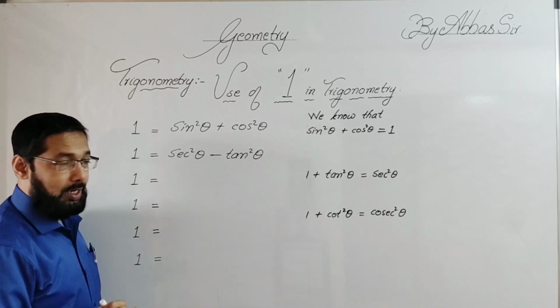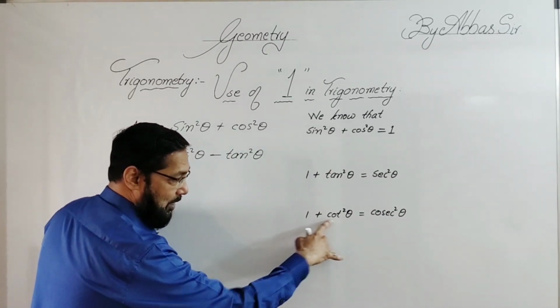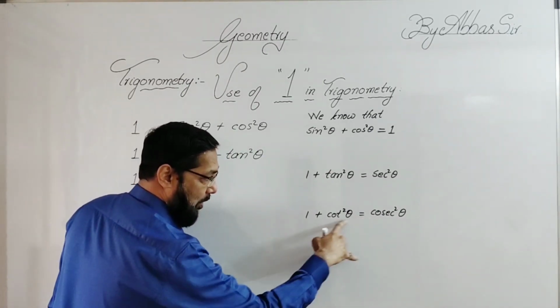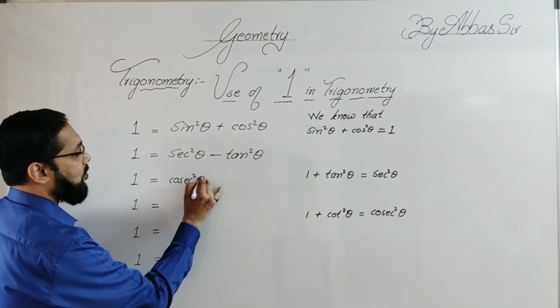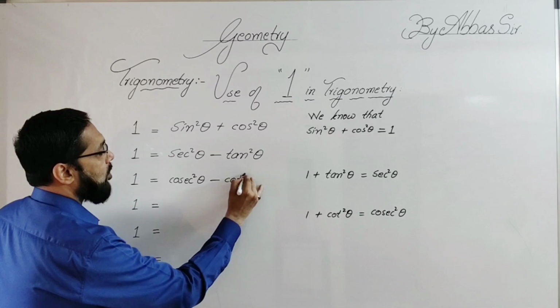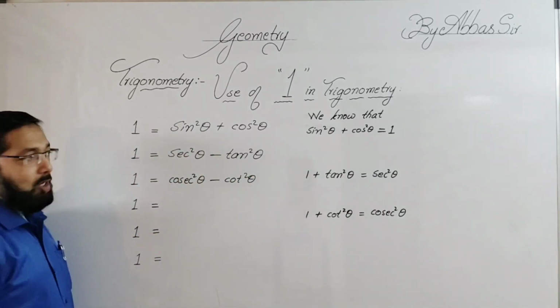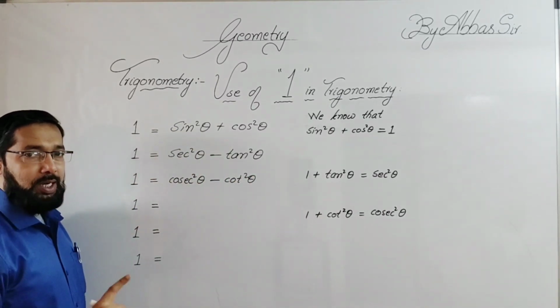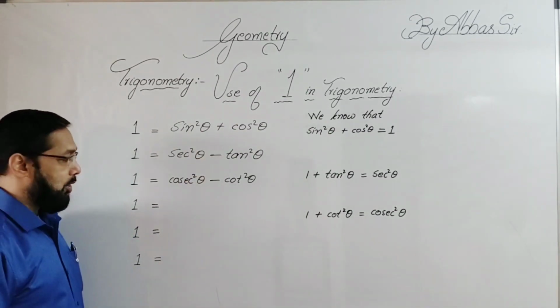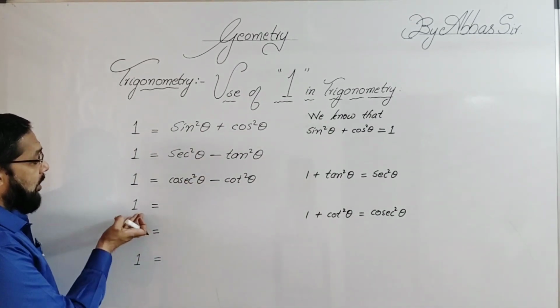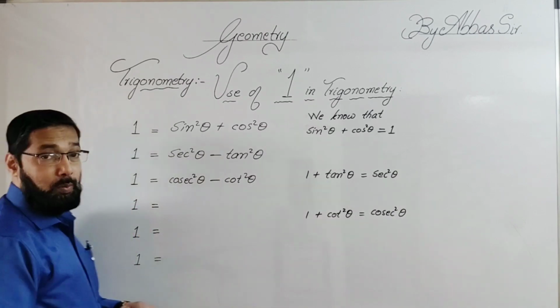Similarly, now you must have got an idea that we can express 1 in the form of cosec square and cot square in this manner, that we can write 1 is equal to cosec square theta minus cot square theta. Correct? So these are the three basic ones where we can express 1 in the form of other trigonometric ratios. Now I wonder, sir, what are the other ways of writing 1?